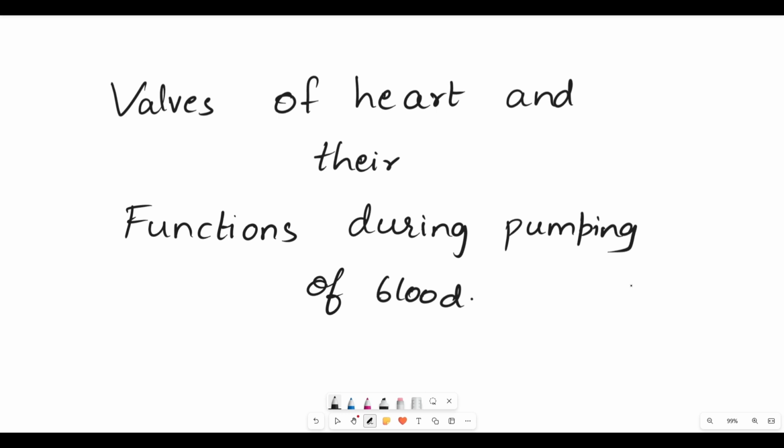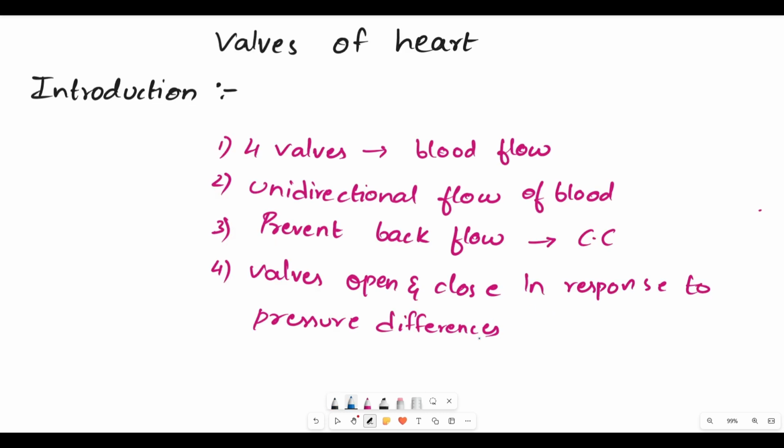So, coming back to the valves of the heart, in the introduction, normally the heart contains four valves, and these four valves are useful for regulating the blood flow. They ensure the unidirectional flow of blood through the different chambers of the heart, and prevent the backflow, which is also called regurgitation, during the cardiac cycle. These valves open and close in response to the pressure differences across them.